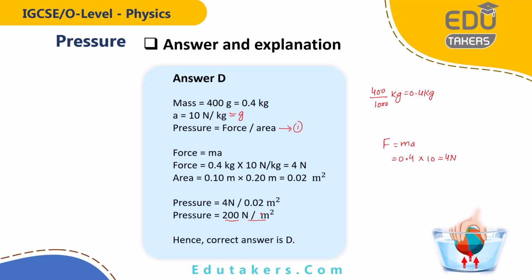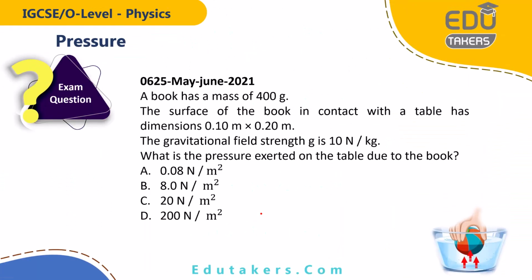Let's go back and see the answers. 200 Newton per meter square is given in answer D. It means that answer D is correct from here.